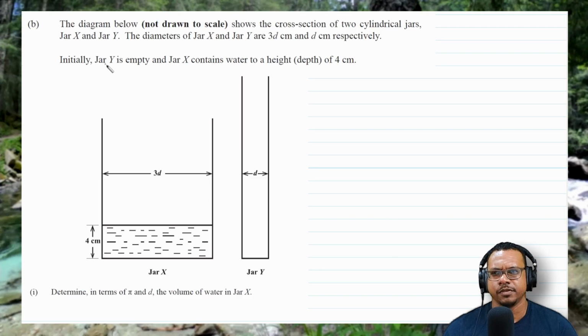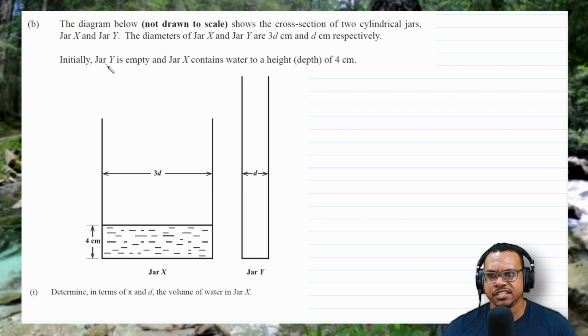All right, so moving on to part B of this question, we have the diagram below, not drawn to scale, shows the cross-section of 2 cylindrical jars, jar X and jar Y. So this is jar X here, and this is jar Y. The diameters of jar X and jar Y are 3D centimeters and D centimeters. So this is the diameter here for jar X, 3D, and D is the diameter for jar Y.